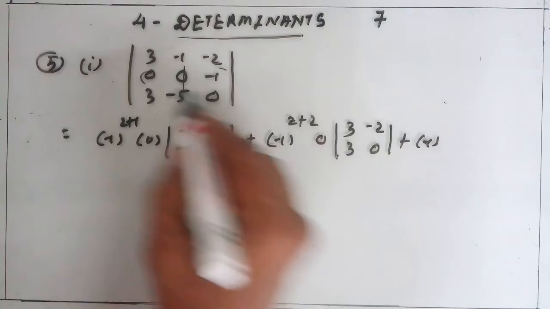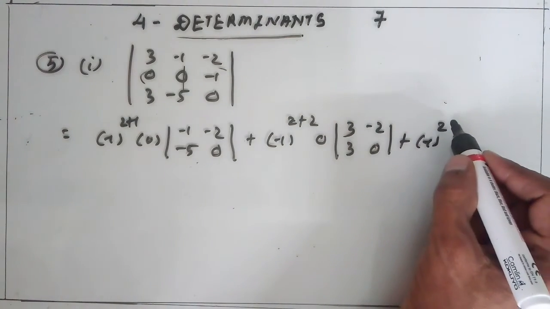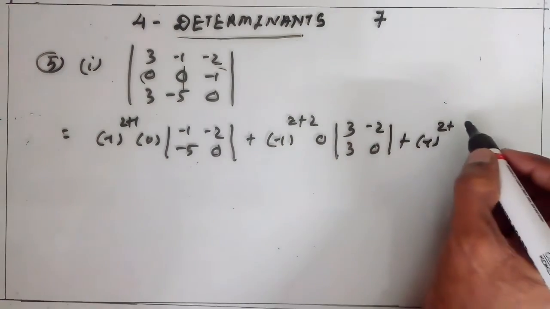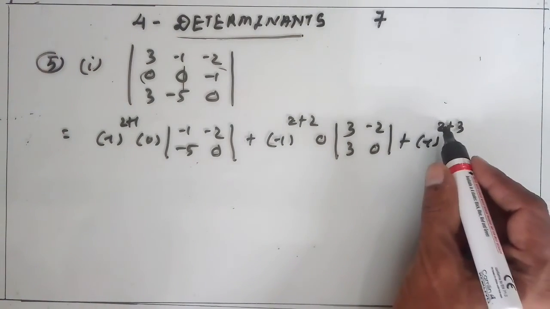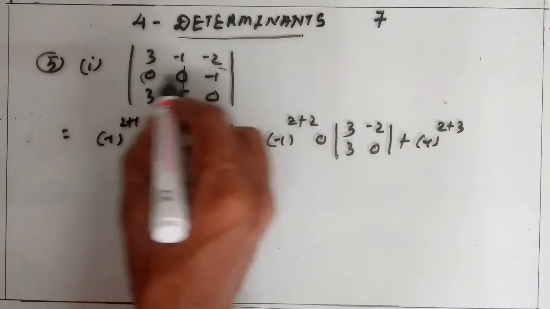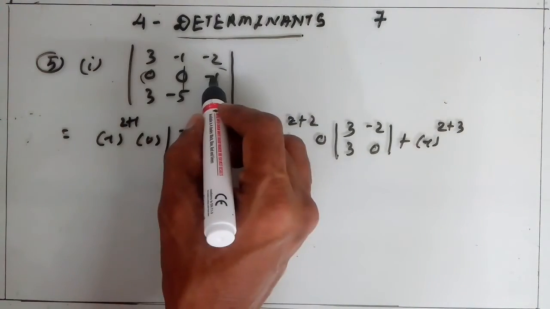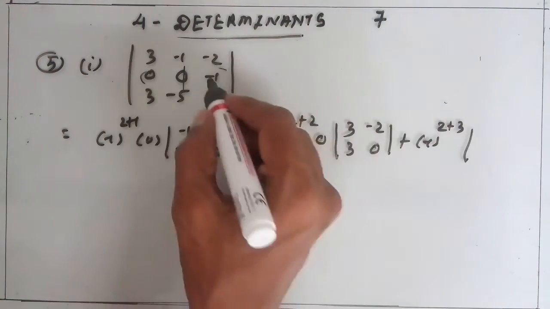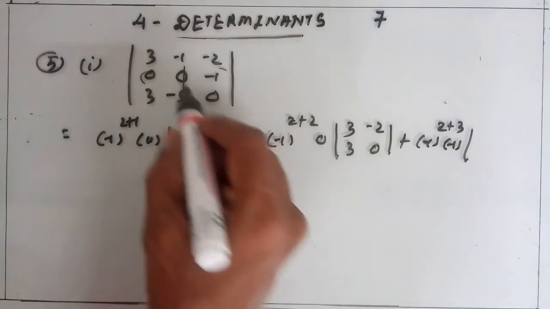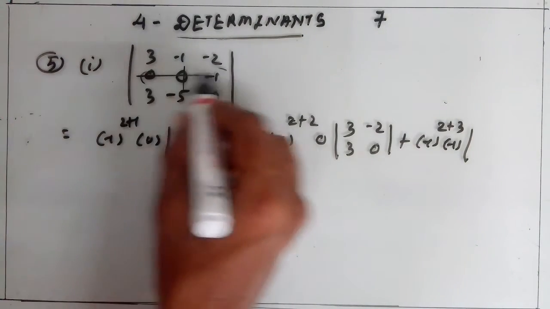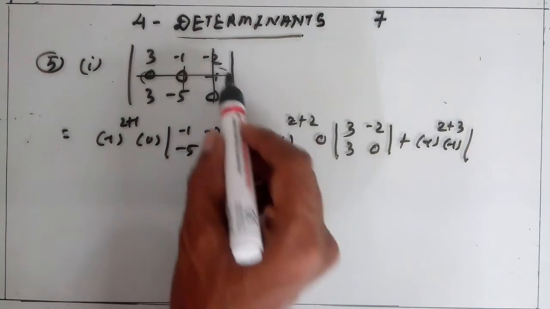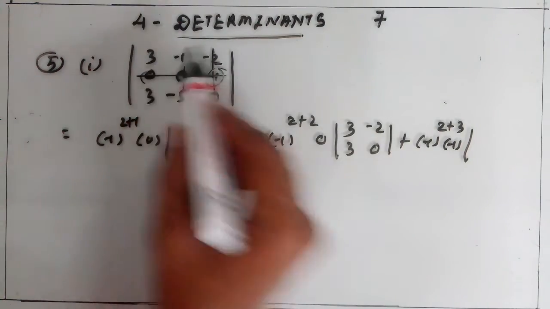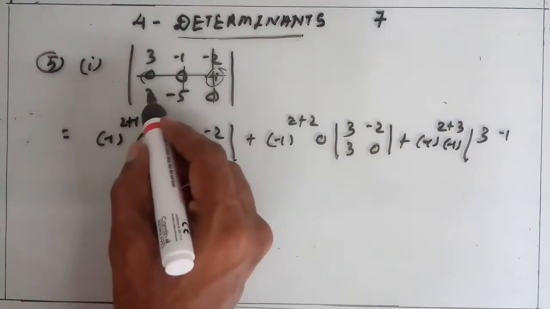So minus 1 raised to the second row, that is plus 2, and the third column plus 3. Minus 1 raised to 2 plus 3. Clear this? Second row, third column. So minus 1 raised to 2 plus 3, into minus 1, into remove this row and the column containing minus 1. We have determinant 3, minus 1, 3, minus 5.